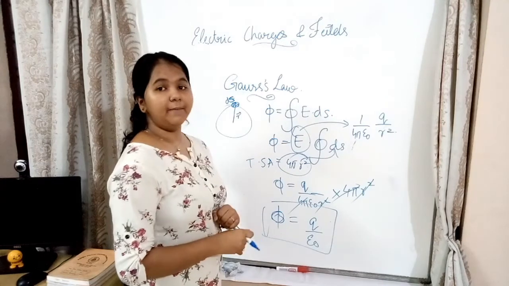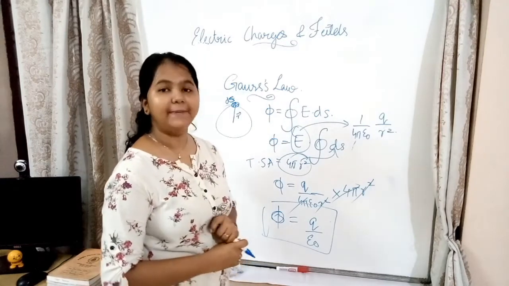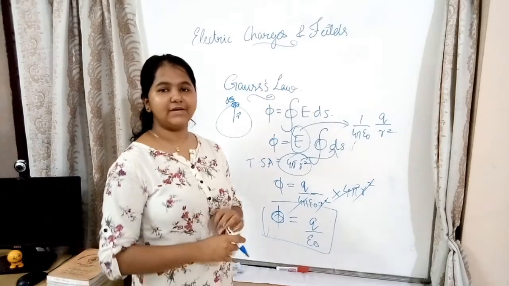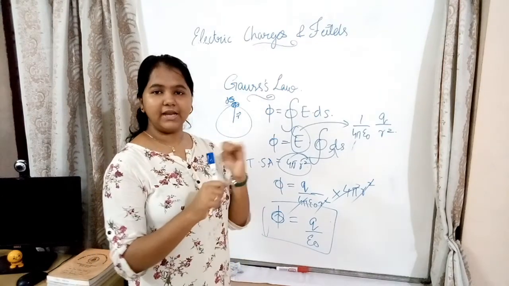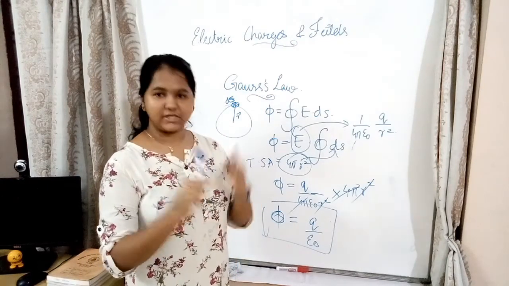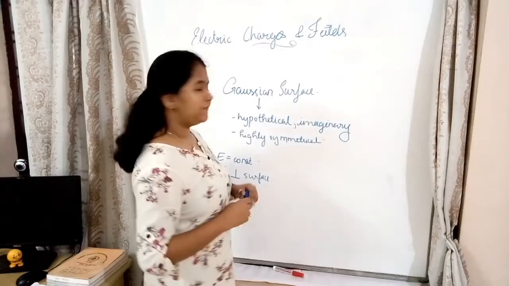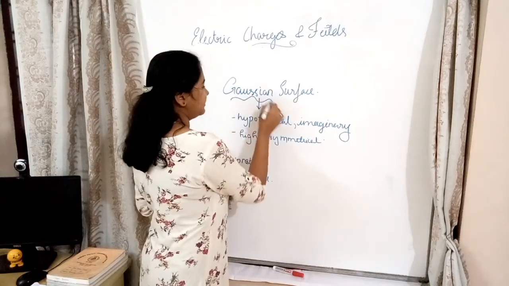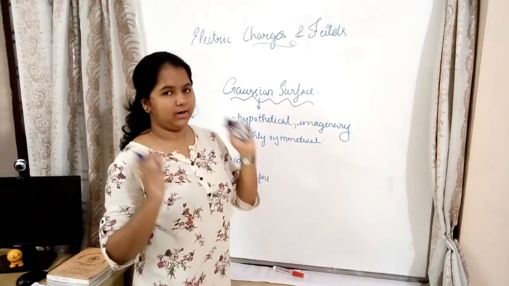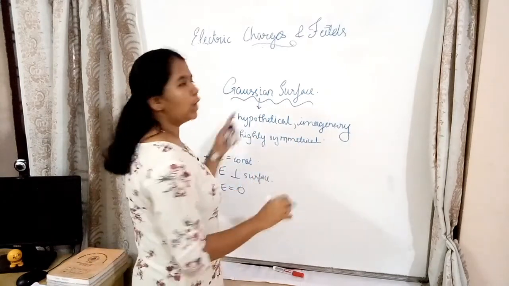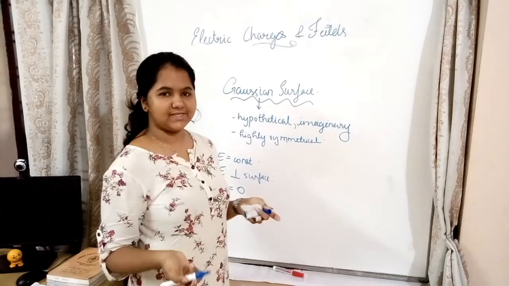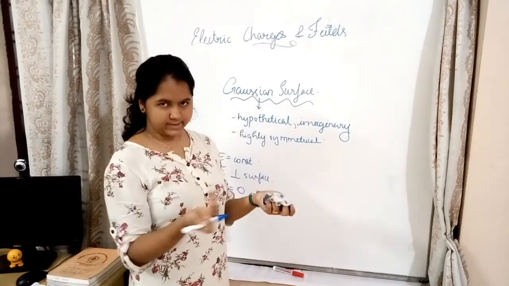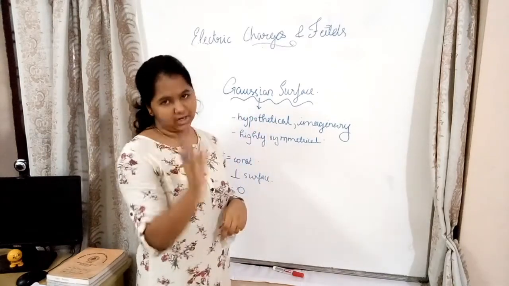So let's see about different cases or applications of Gauss's law. We have 3 applications: first for a linear charge, then for a plane sheet, and then for a sphere. Before discussing the 3 applications, first we'll discuss something very important that comes in the applications, that is a Gaussian surface. So what is a Gaussian surface? That's a hypothetical imaginary surface around a charged body.